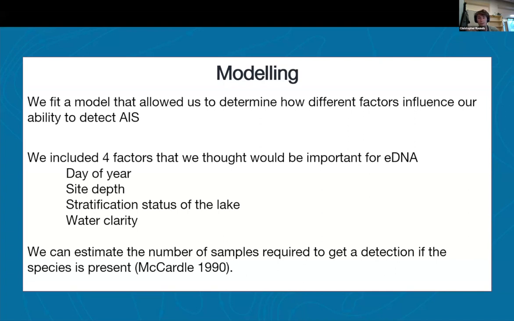so that's where we're sampling in the lake, how deep the lake is right there. The stratification status, so that's if the lake is really stratified or if it's in a period of mixing, and then the water clarity of the lake. And based on the numbers that we get for our detection probability, we can actually calculate how many samples we would be required to take to get a 95% or a 99% probability of detection if the species is present in the lake. So I'll show some of those results here now.